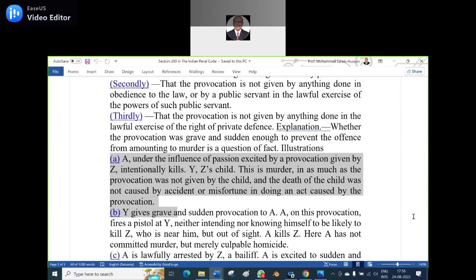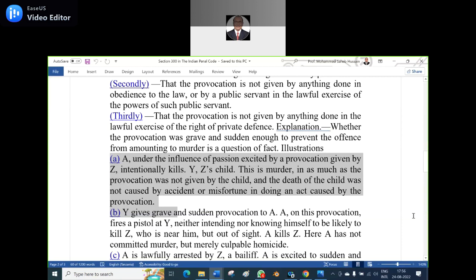Had he killed Z, it would have been culpable homicide. It would amount to culpable homicide if he had killed Z. Is it clear? Yes, sir. And this is a murder inasmuch as the provocation was not given by the child. The child did not provoke A, but his father provoked.